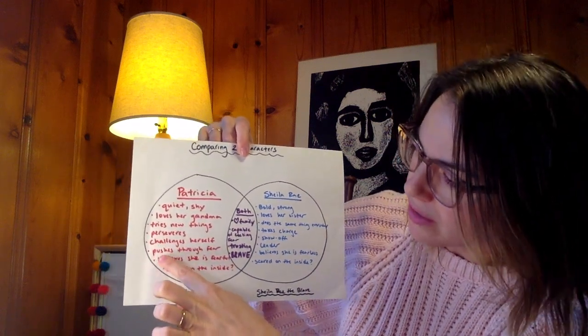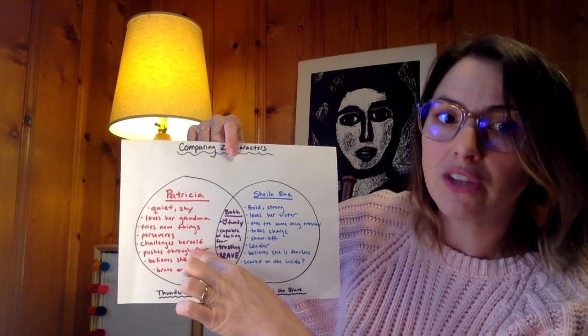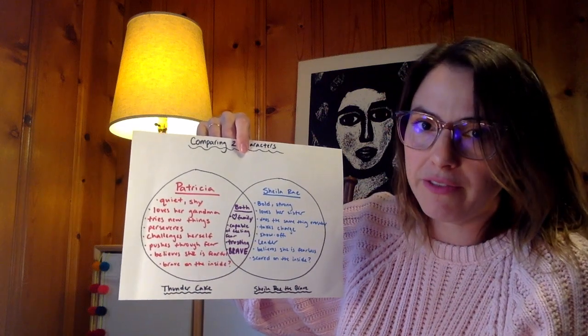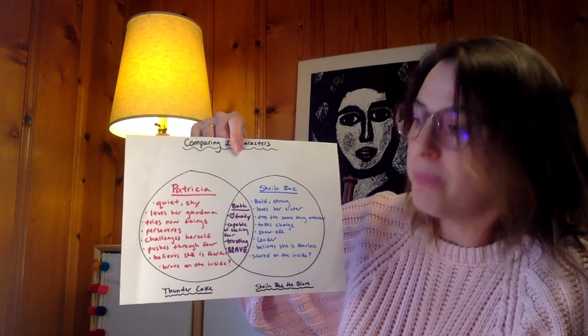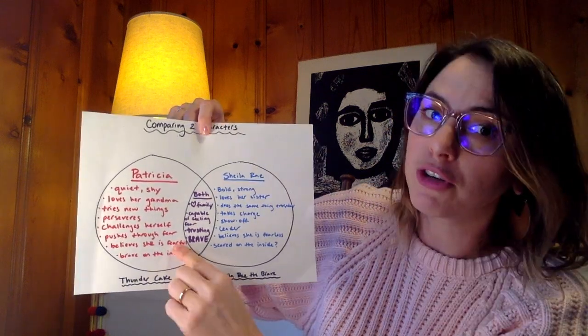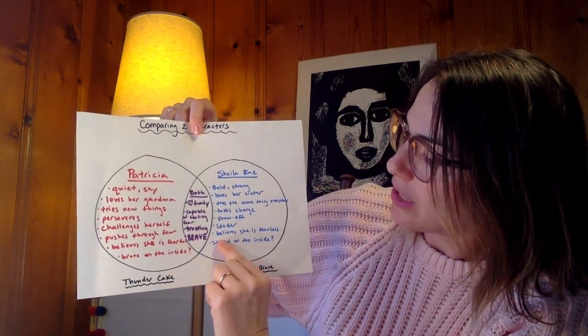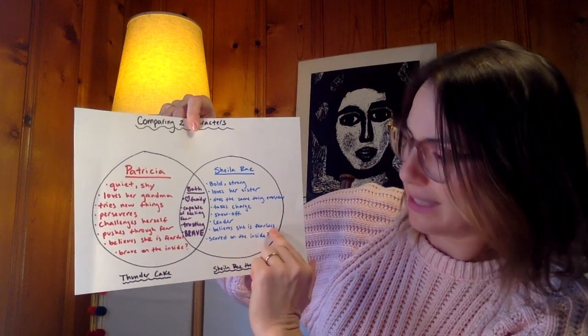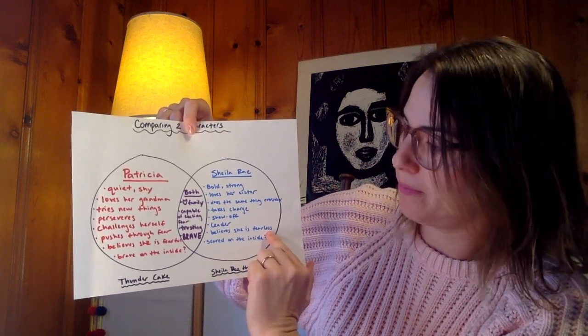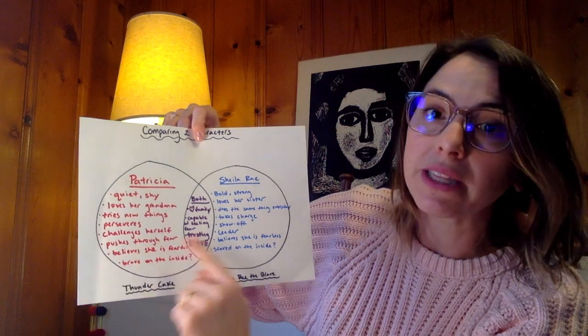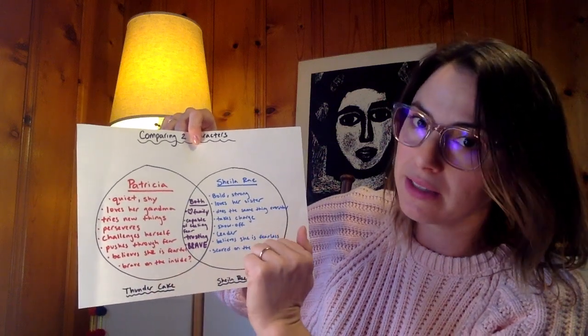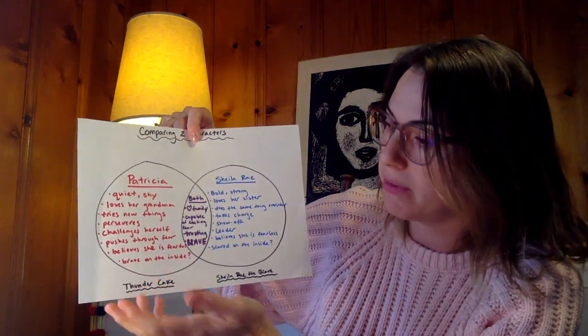Patricia, let's see, pushes through fear. So even though she's scared of a lot of the things that she's trying to do, she does them anyways. Patricia believes she's fearful, as in she is scared. And Sheila Ray believes that she's fearless, as in she has no fear. Now these are their beliefs. This is what they believe about themselves. That doesn't mean that's accurate. It just means it's what they believe.